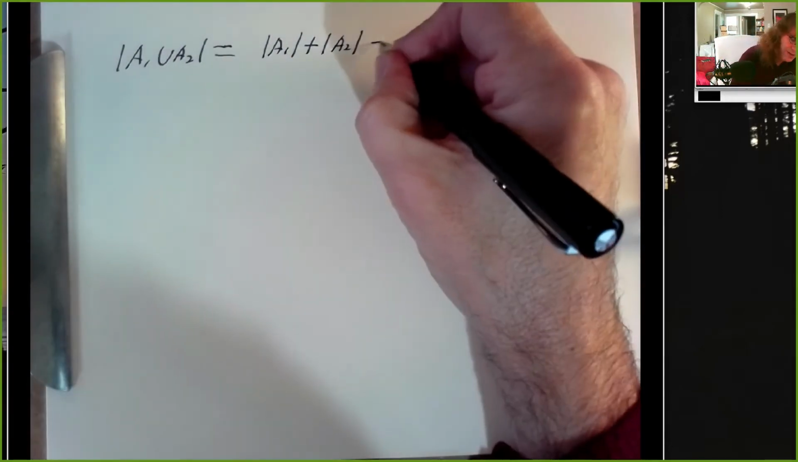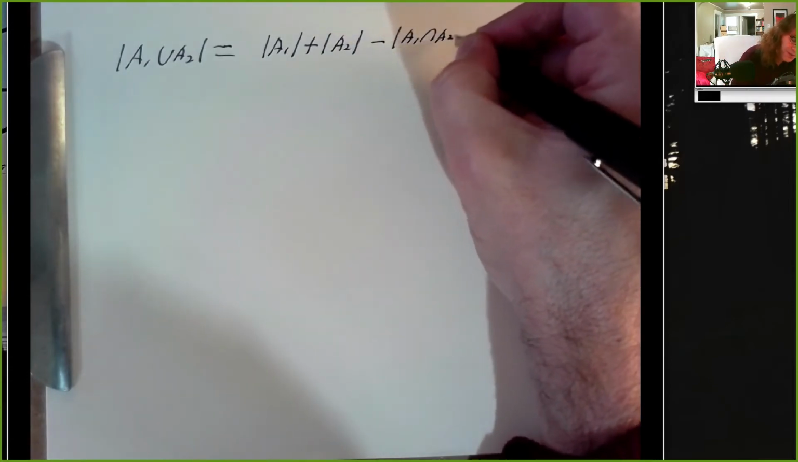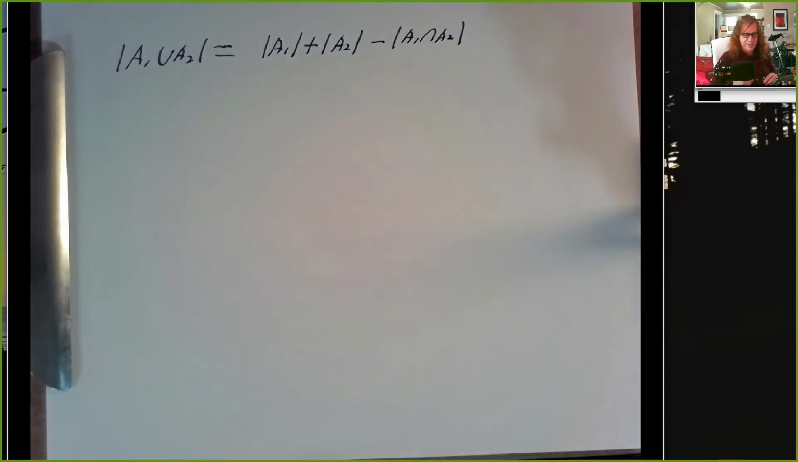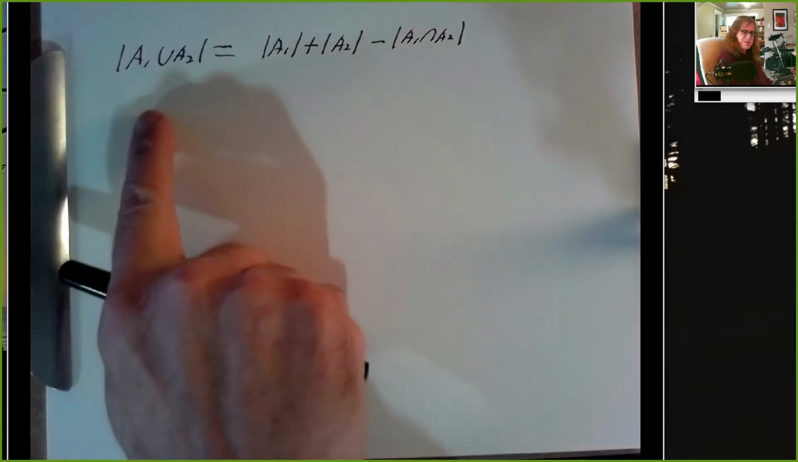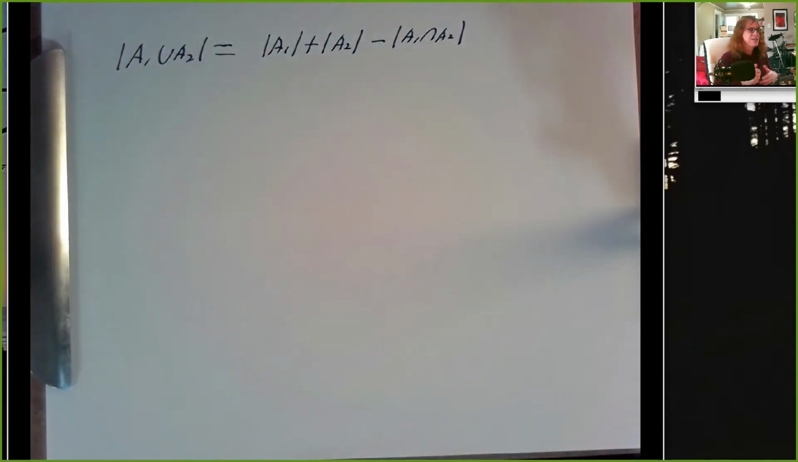Well, how many things do we overcount? Exactly the number of things that are in common to both sets. In other words, the cardinality of the intersection of those sets. So this is for finite sets. And so principle of inclusion-exclusion says the number of things in this set, sum of the number of things in each set, minus the size of the overlap.